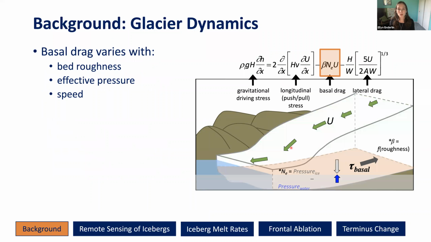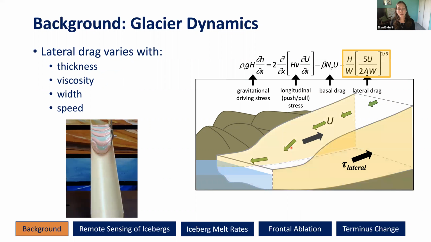We have our basal drag term. This is a frictional term. It's a function of the roughness. So imagine a very rocky or very rough undulating bed will provide more resistance. It's a function of the effective pressure, so it's the difference between the ice pressure and the water from below, and the speed.